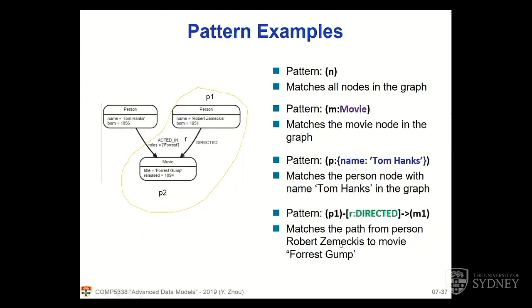And once we find the match, we give the variables here. This node is referred to by variable P1, this is referred to by variable R, and this is referred to by variable P2. And later you can specify them. If you want to return P1's name, or M1's title, or R's something else, you can do that.